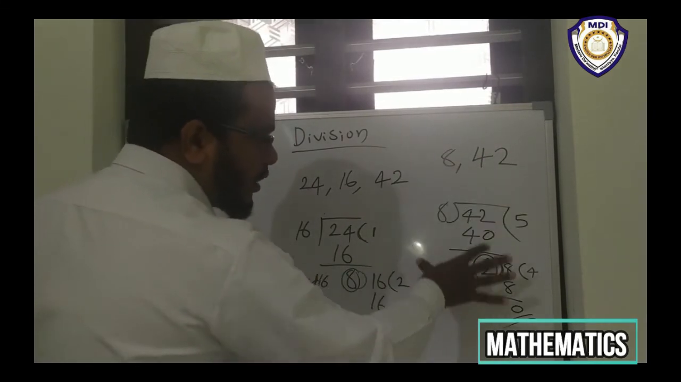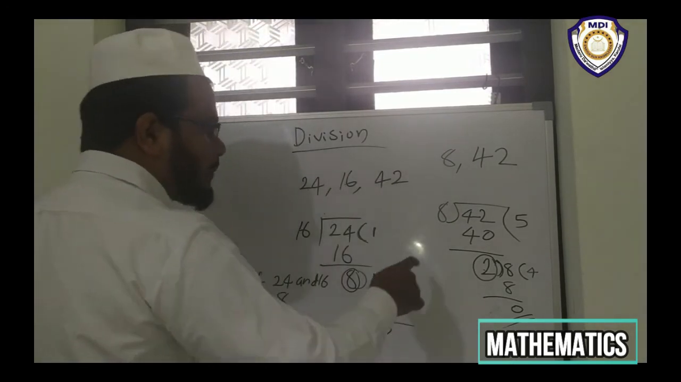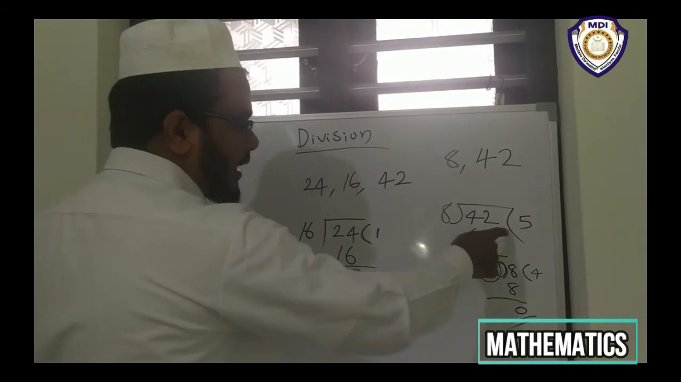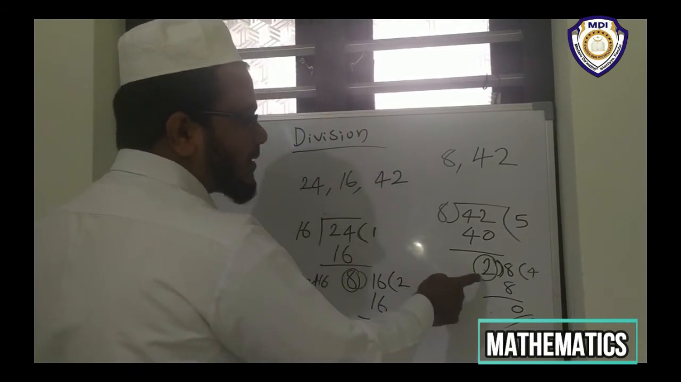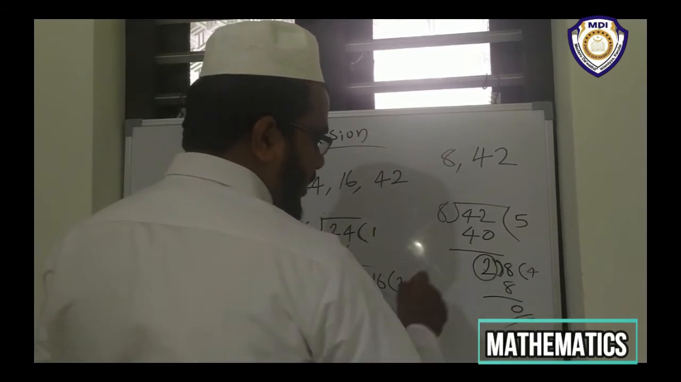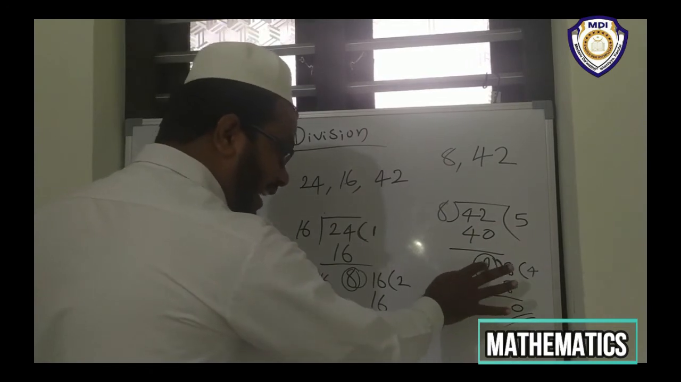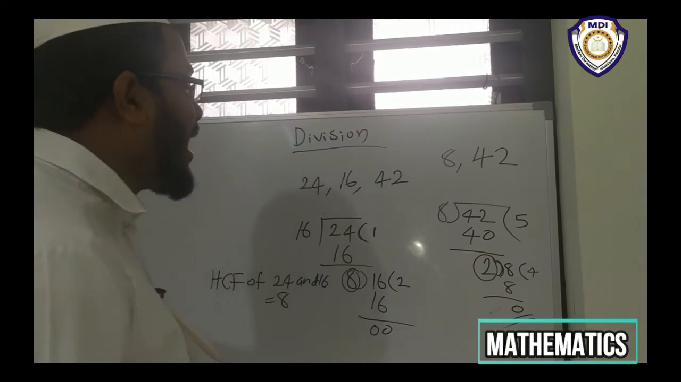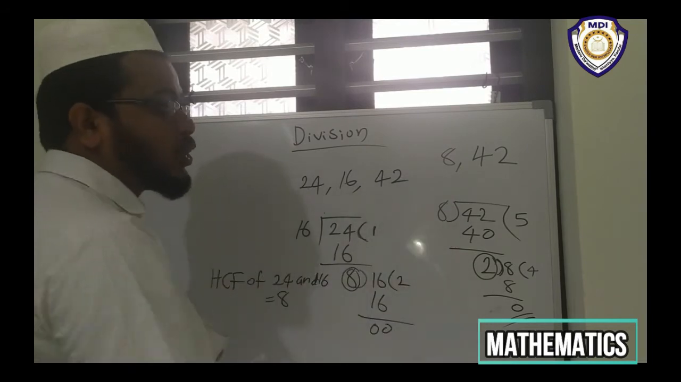Then we use the long division method. 42 becomes the dividend, 8 becomes the divisor. Then we get 5 into 8, 40. Then we get remainder 2. 2 becomes the next divisor and 8 becomes the dividend, and the quotient is 4. Then 8 minus 8 is 0. The last divisor here is 2. Then 2 is the HCF of 24, 16 and 42.